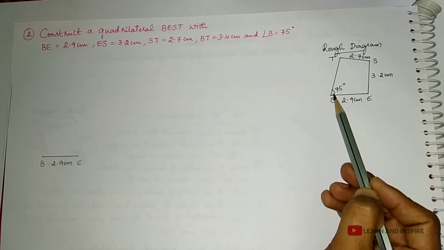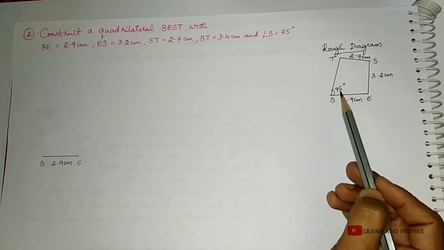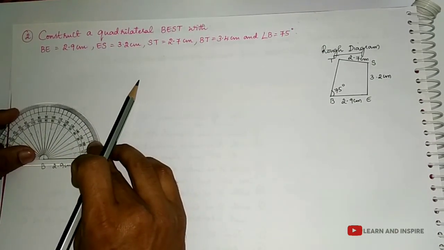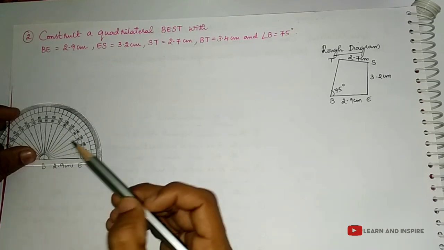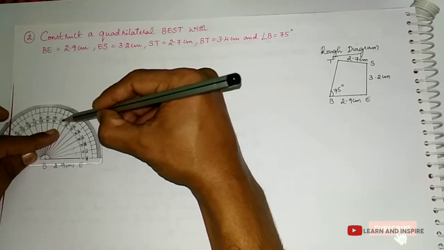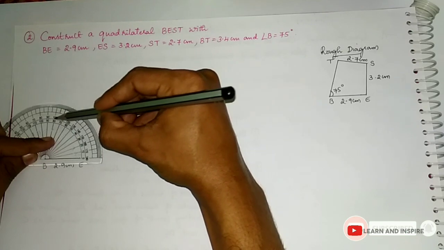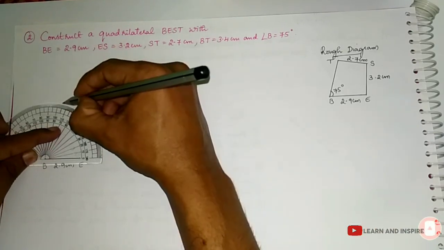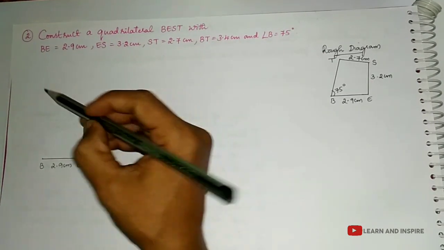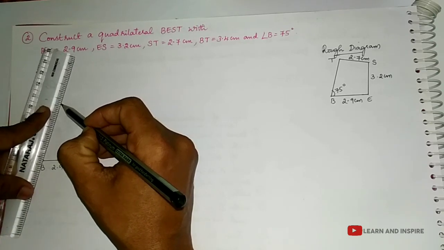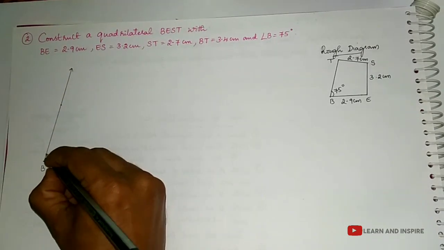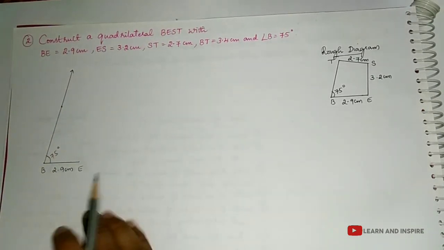Now second step, with B as center, construct an angle of 75 degrees with the help of protractor. We have to place it exactly on point B, and 75 degrees lies between 70 and 80. So this is 70 and this is 80. Between these two, the middle one represents 75 degrees. So I place a point here which is 75 degrees, and we can draw a ray. This is a ray, which is an angle of 75 degrees. So this is step 2.